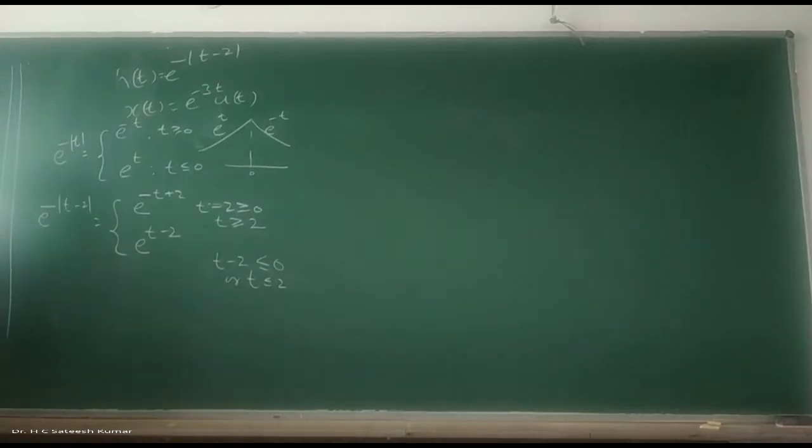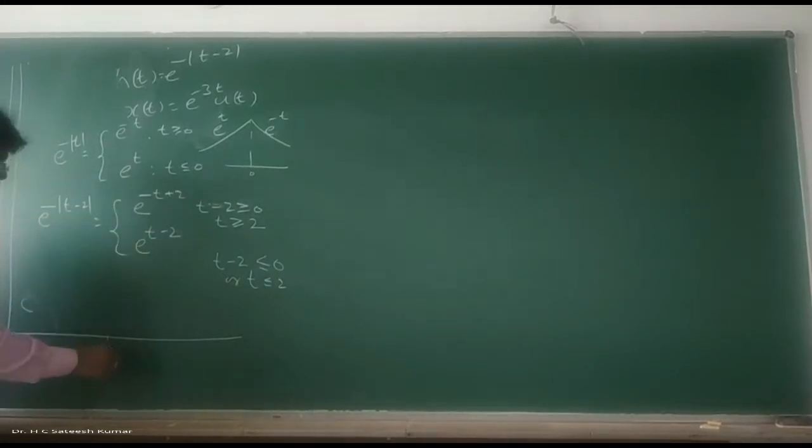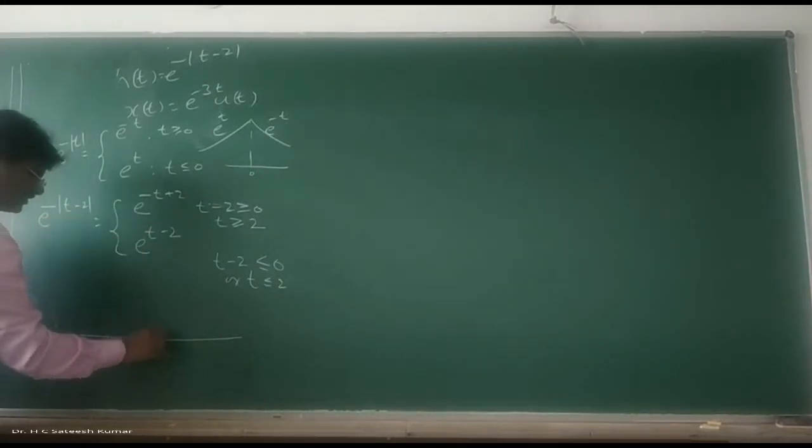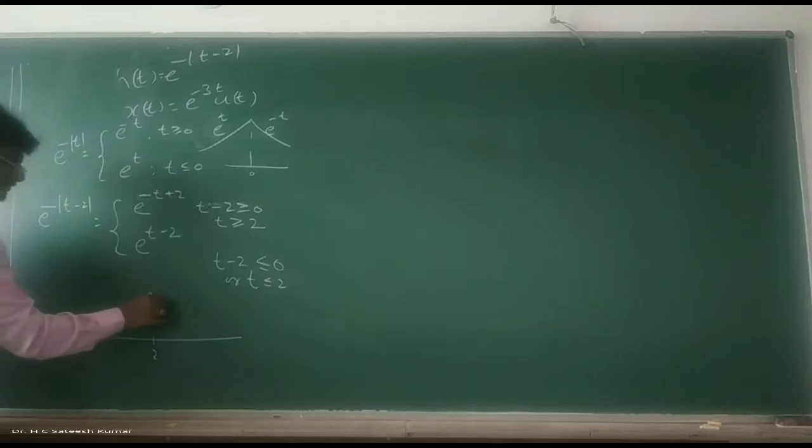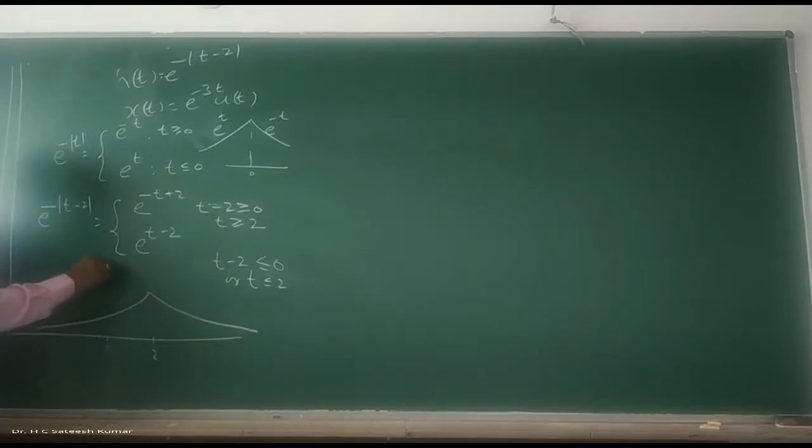Okay, right. Now how to write this one? For t greater than or equal to 2, this is 0. t minus 2 means shift right by 2 units, so therefore it will go to 2. Centered at 2, you should take it. So this is your h of t.